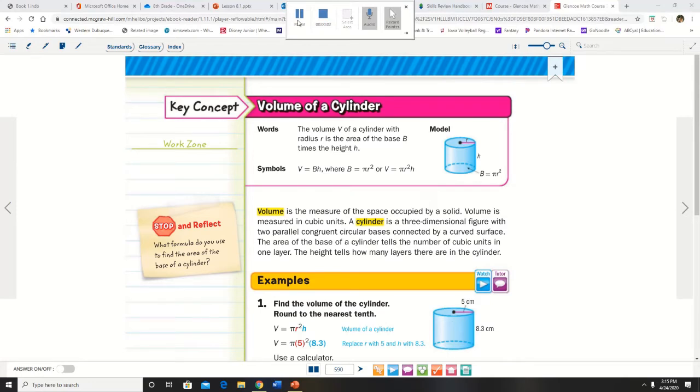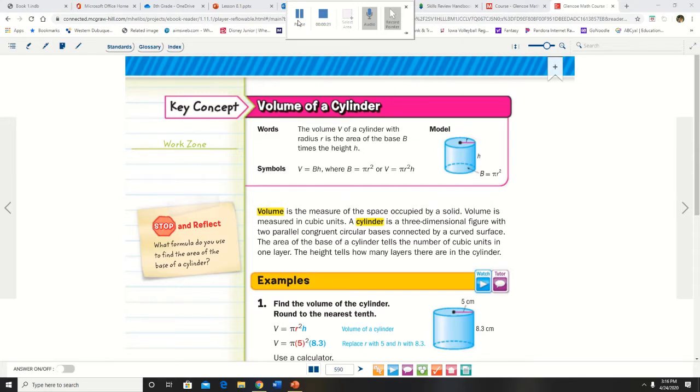Lesson 8.1 in our math book today is going to be focusing on volume of cylinders. Our objective for the day is going to be able to find the volume of cylinders. So we're going to be taking a look at a couple different examples of cylinders that are in our book. I'm going to be talking about how to find the volume of them and what we need to do with that.